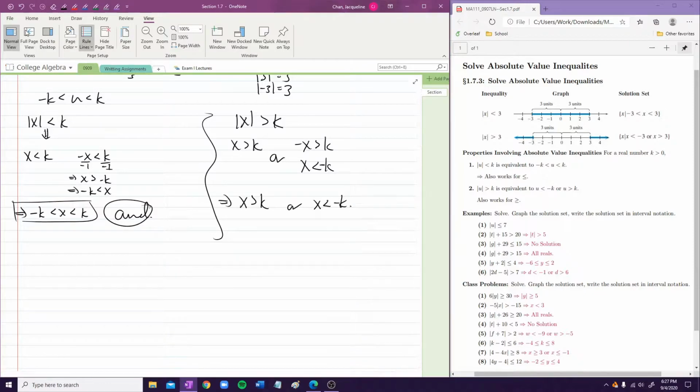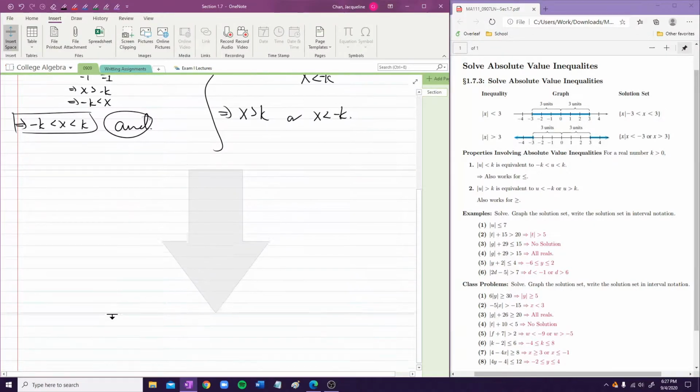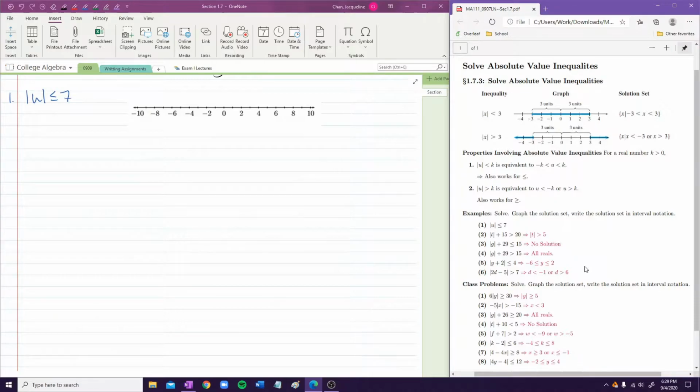All right, so now let's start doing some examples. First we want to solve this: the absolute value of u is less than or equal to 7, right? So remember the property of the absolute value inequality. Since we want the distance less than or equal to 7 units, we want to stay in between. So this is equivalent to saying -7 less than or equal to u less than or equal to 7.